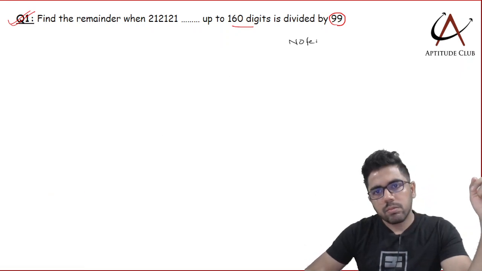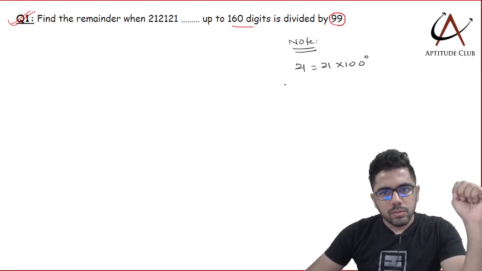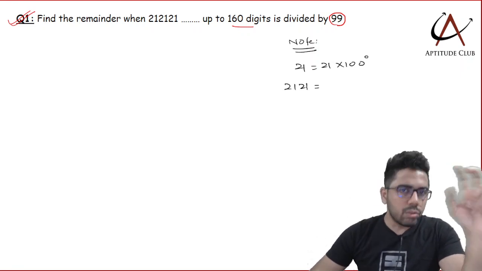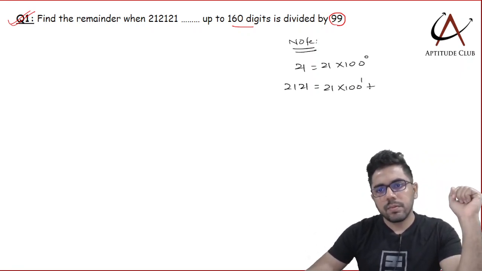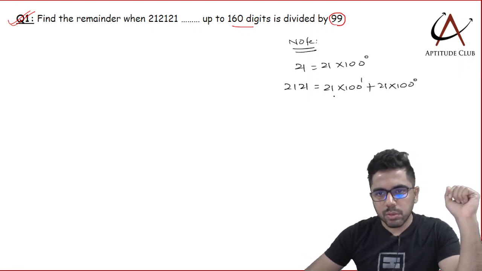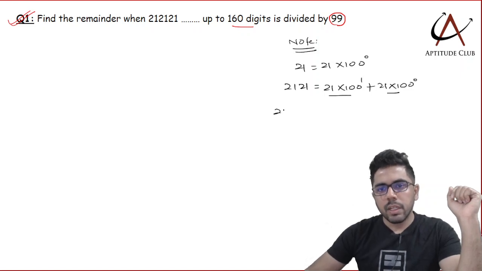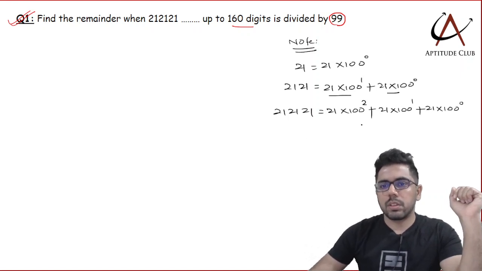Now look at this. If I take only 21, I can write it as 21 into 100 to the power 0. The same thing. But why write it in this way? So that when you take 2 units of 21, 2121, then I can use this pattern and write it as 21 into 100 to the power 1 plus 21 into 100 to the power 0. So this becomes 2100 plus 21. If I take 3 units of 21, it becomes 21 into 100 squared plus 21 into 100 to the power 1 plus 21 into 100 to the power 0. So this gives us a very important pattern.